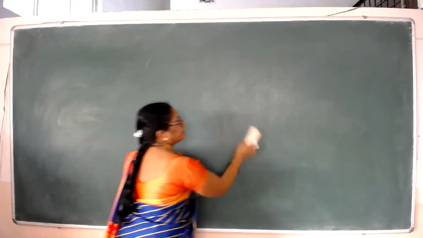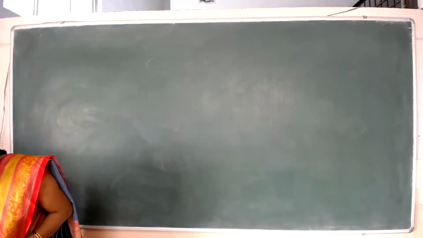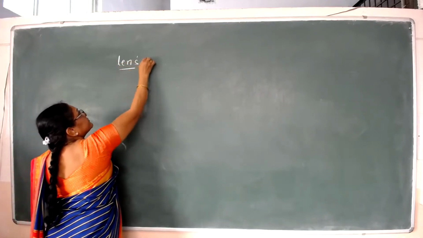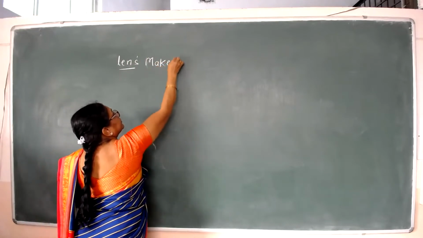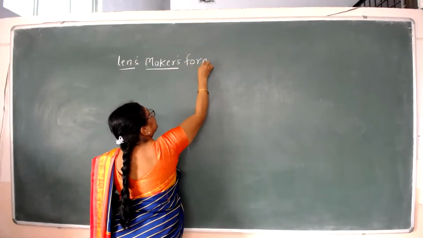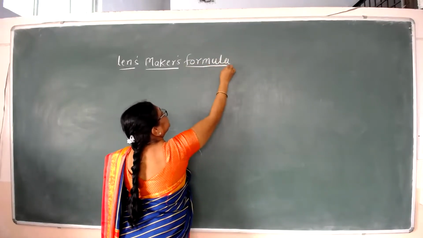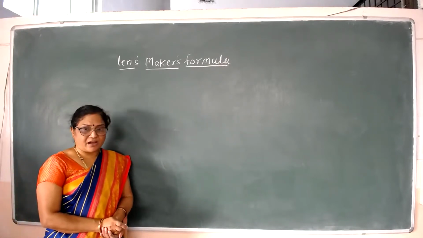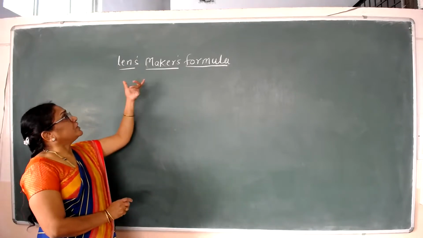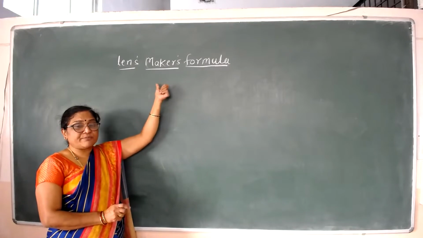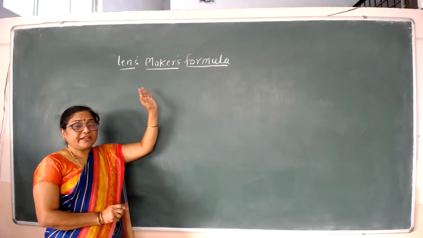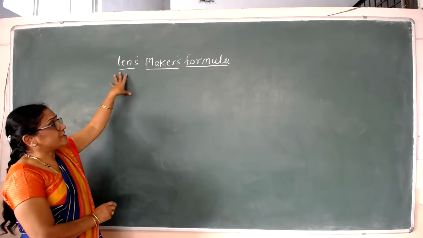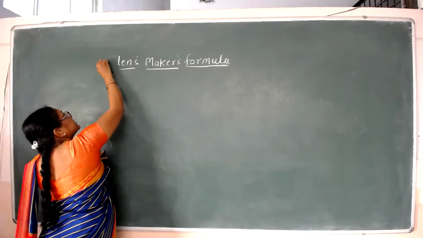Then the next part of this chapter is the lens maker's formula. In the last class, we derived an expression that gives the relation between n, u, v and R. In this part, we study the lens maker's formula. The relation is used with the convex spherical surface, and that derivation is used here. This derivation is very important and is repeated in your annual examination for 5 marks.